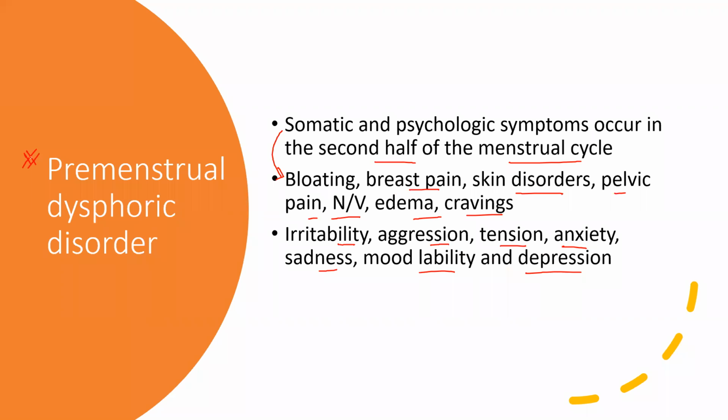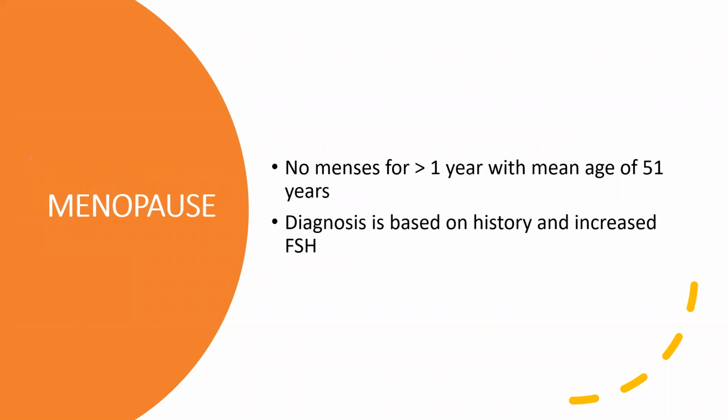Okay. So the next one is menopause. So after menstruation, we have the menopause. So no menses for more than 1 year with a mean age of 51 years. So mean age of 51 years and more than 1 year if the lady doesn't attain her menstruation, we call it to be a menopause. And diagnosis is based on the history and increased FSH level. Okay, increased FSH level.